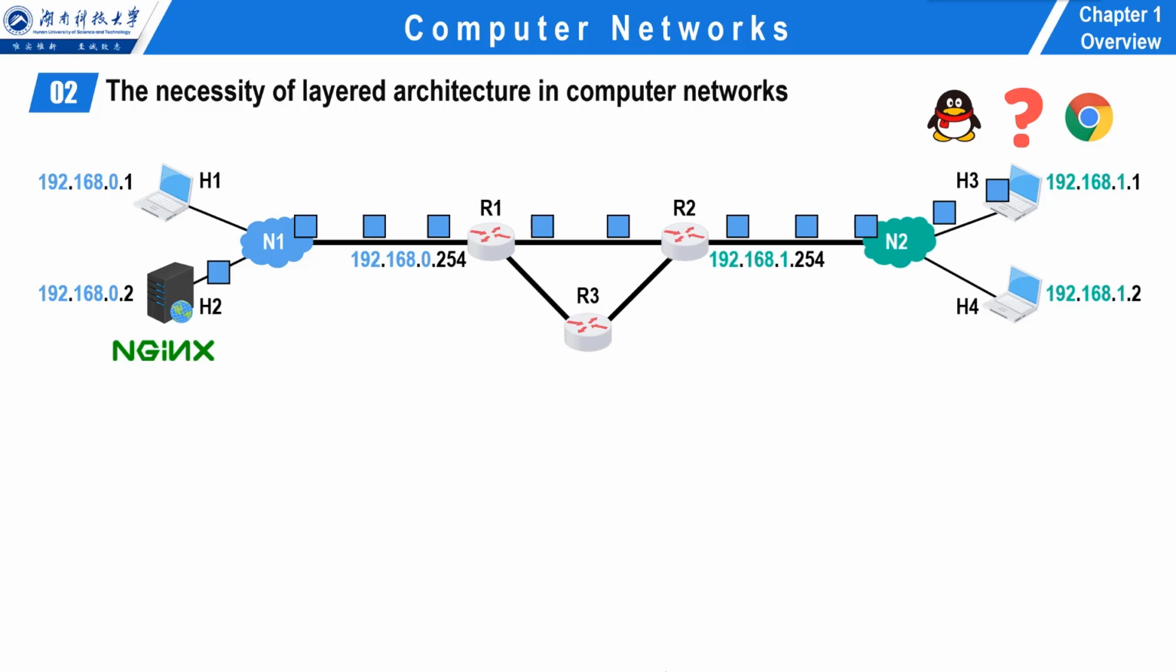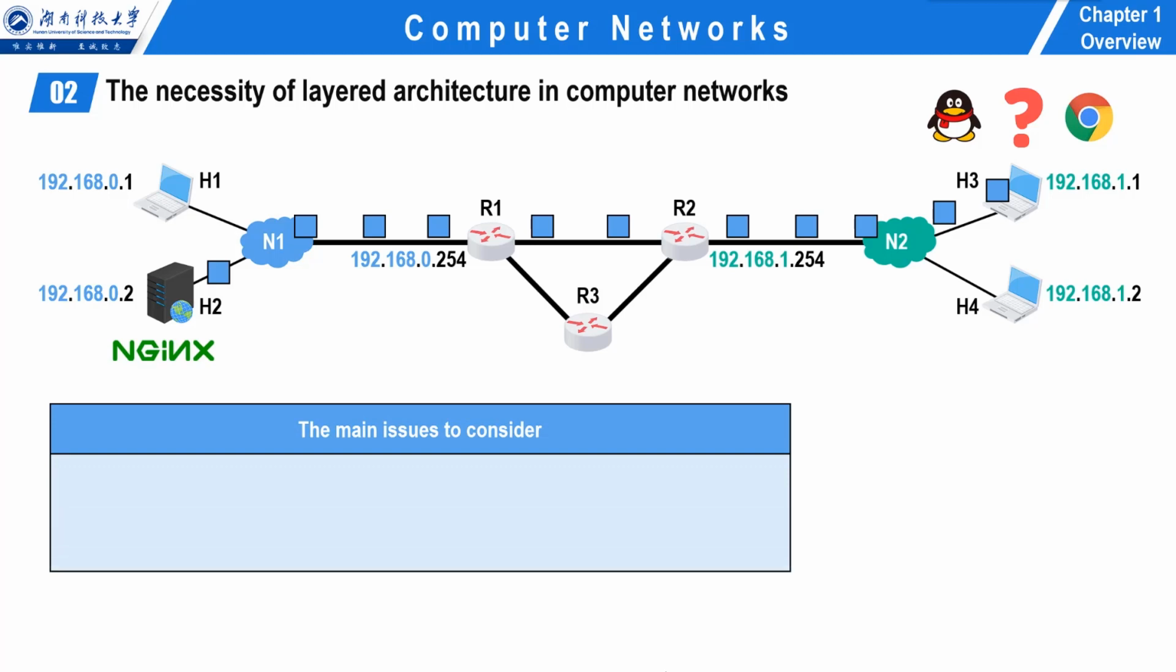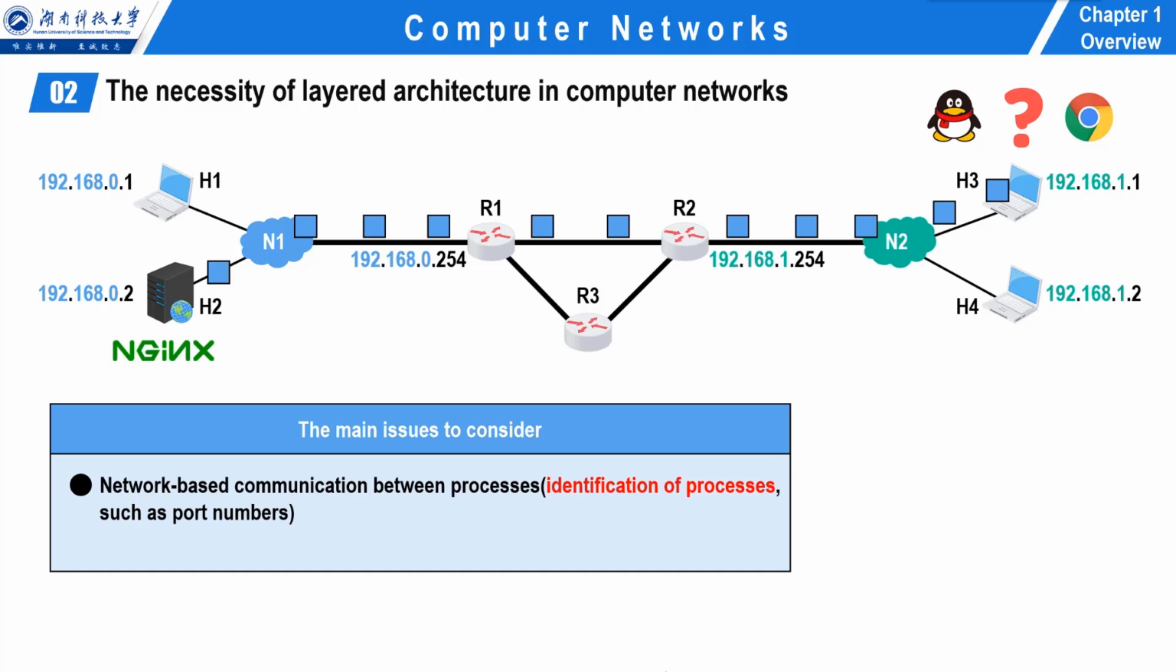Obviously, if the data packet contains flags related to the processes, host H3 can deliver the data packet to the corresponding application process based on the flags. This leads to the issue of how to identify application processes related to network communication, thus solving the problem of network communication between processes. For example, using port numbers to distinguish between different application processes.